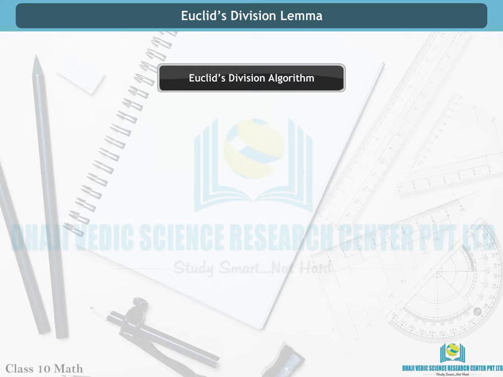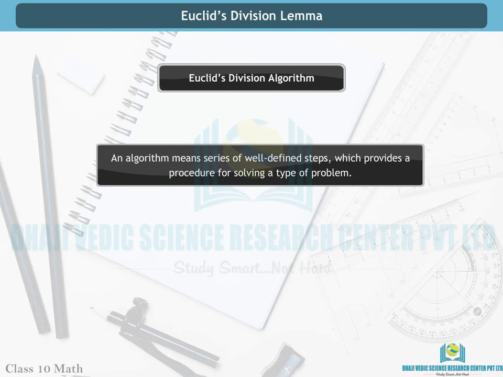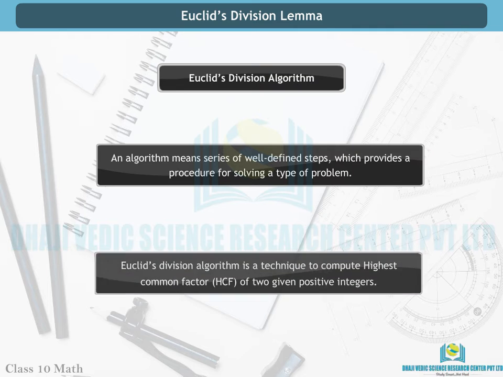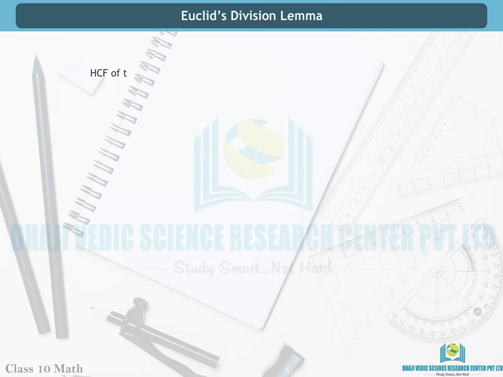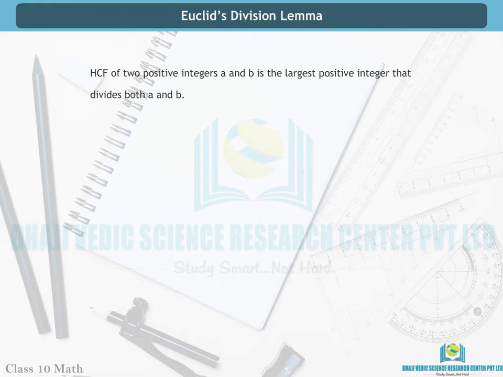Euclid's division algorithm. An algorithm means a series of well-defined steps which provides a procedure for solving a type of problem. Euclid's division algorithm is a technique to compute the highest common factor, or HCF, of two given positive integers. HCF of two positive integers a and b is the largest positive integer that divides both a and b.